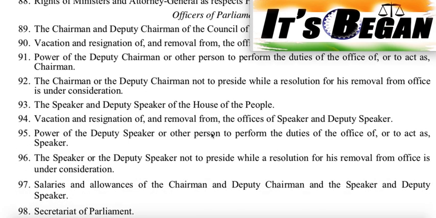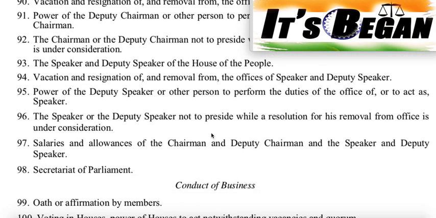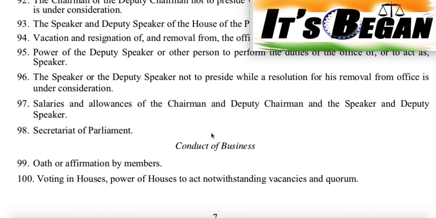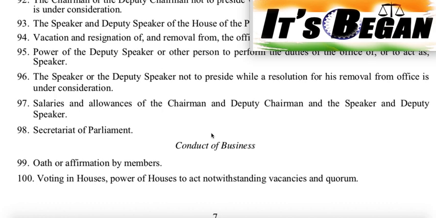Article 97 Salaries and allowances of the Chairman and Deputy Chairman and the Speaker and Deputy Speaker. Article 98 Secretariat of Parliament. Article 99 Oath or affirmation by members. Article 100 Voting in Houses. Power of Houses to act notwithstanding vacancies and quorum.